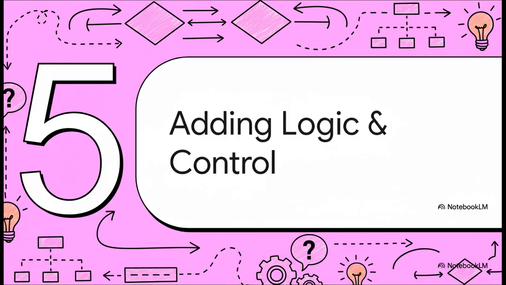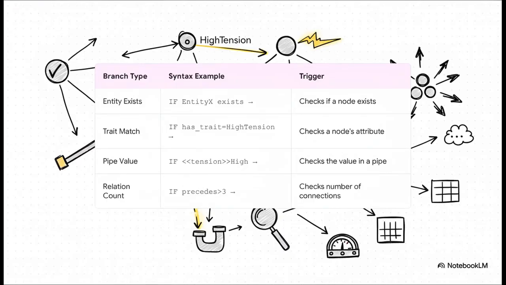Now, this next part is where things get really, really interesting. This is how we move beyond just simple straight-line pipelines. We can actually make them smart by adding conditional logic, which allows them to make decisions and change what they do based on the situation. So KickLang gives you several ways to make these pipelines truly dynamic. For example, a pipeline can check if a specific piece of info, what it calls an entity, already exists in its memory. Or it can check if that entity has a certain quality, a trait, like maybe high tension. It can even check the value that's flowing through one of those temporary pipes or count how many connections an idea has. Each one of these acts as a trigger that allows the pipeline to choose a completely different path.